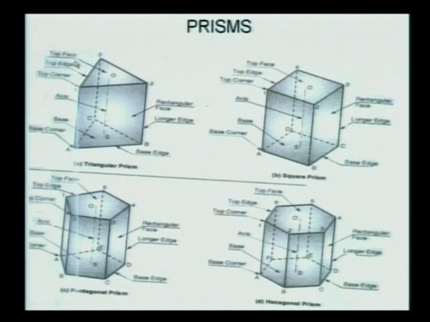Here is the top face of the triangular prism, then this is a top edge. These are the top corners, 1, 2, 3, okay. Now at the bottom this is a base corner, this is a base edge, and these are the 3 corners A, B, C, and this is the axis, okay.